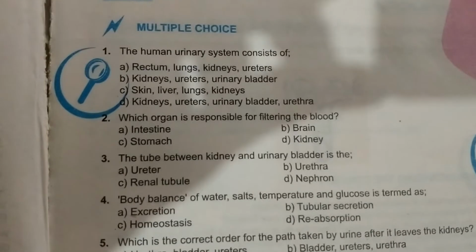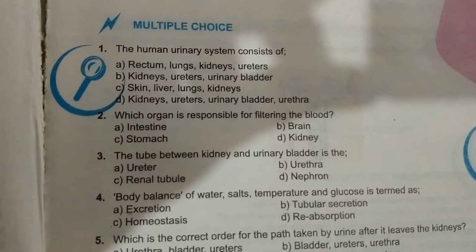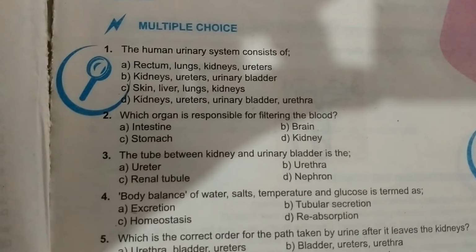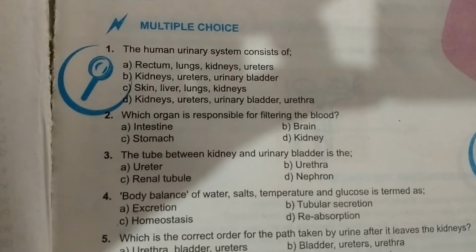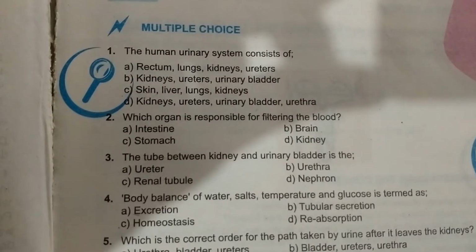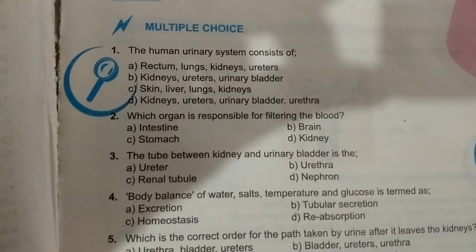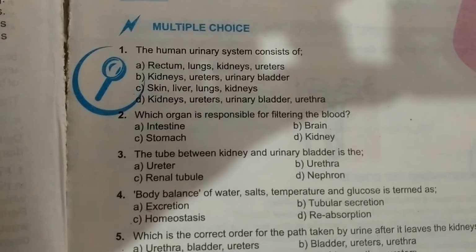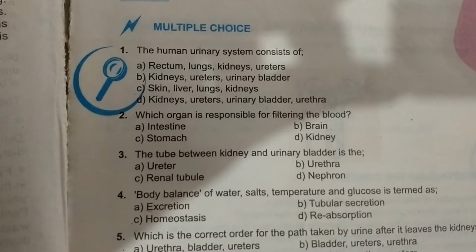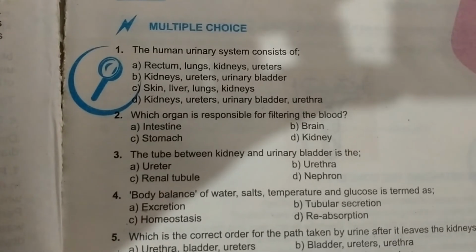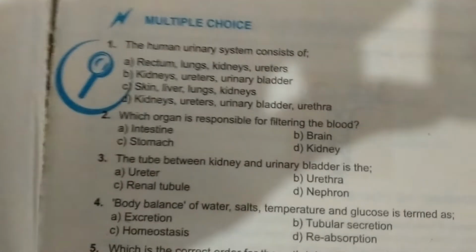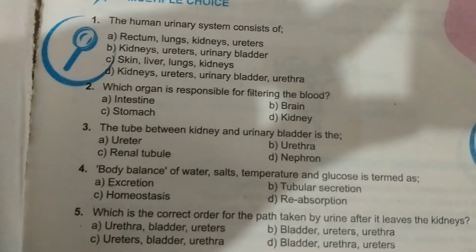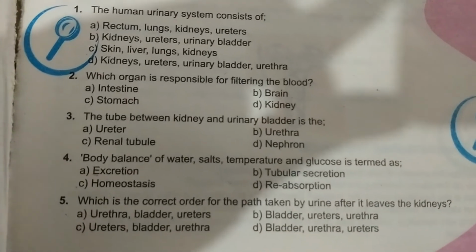Review questions. Multiple choice. The human urinary system consists of: Alpha, rectum, lungs, kidney, ureter. Beta, kidney, ureter, urinary bladder. Charlie, skin, liver, lungs, kidney. Delta, kidney, ureter, urinary bladder, urethra. Which organ is responsible for filtering of blood? Alpha, intestine. Beta, brain. Charlie, stomach. Or delta, kidney.